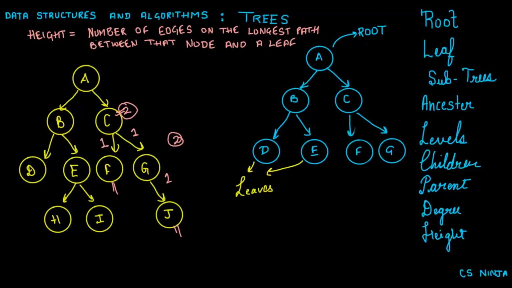Now suppose we have to calculate the height of the root node, that is A. Then we have to check the longest path from A to all the leaves. And we have D as a leaf, H, I, F and J as leaves. So from A to D we have a path length of 2. From A to H we have a path length of 3. Same with I, 3. So out of these, as we can see, 3 is the longest path. So height of A becomes 3.